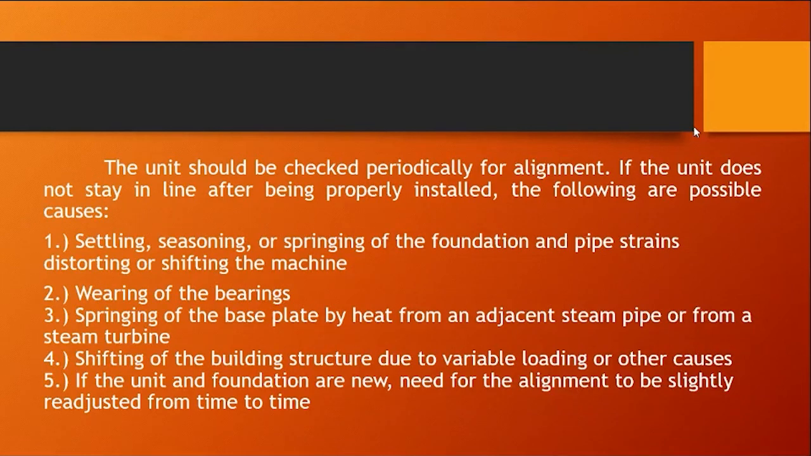If the unit does not stay in line after being properly installed, the following are possible causes. First is settling, loosening or straining of the foundation and pipes, turning or shifting the machine. Second is wearing of the bearings. Third is springing of the base plate by heat from an adjacent pipe or from a steam turbine. Shifting of the building structure due to a variable load or other causes. The unit and foundation may need alignment to be slightly adjusted from time to time.